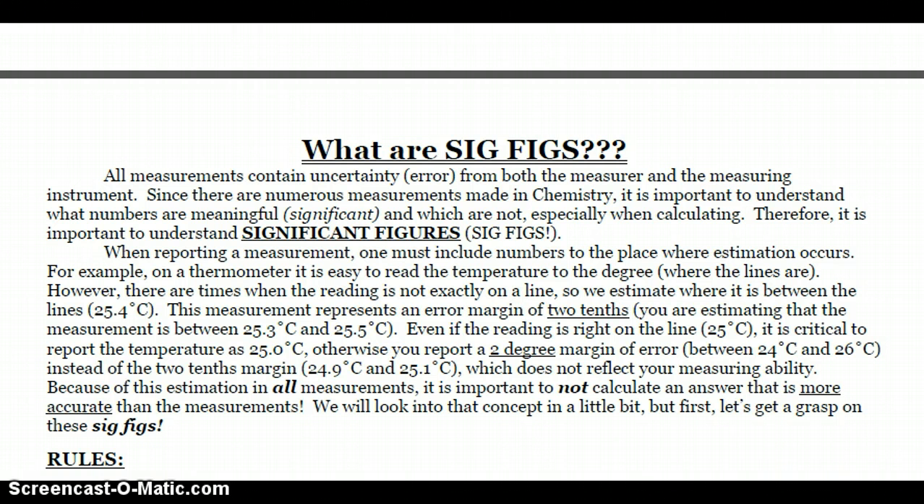So with chemistry being a measurement-driven science, we need to understand what these things called Sig Figs are, significant figures. Some people call them Sig Digs, significant digits. But essentially, every measurement has an error. And so when we do calculations in chemistry, we have to be responsible for that error and report our answers accordingly. So in this little paragraph, it's talking about a thermometer.